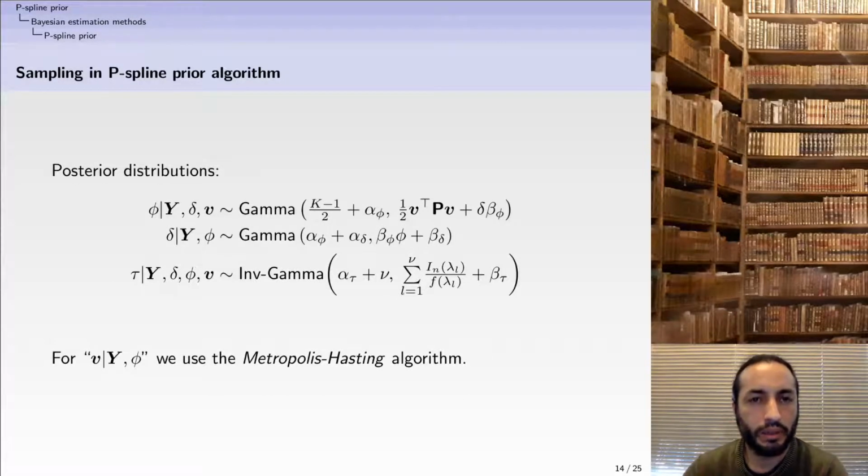Considering the Whittle likelihood and the defined priors, we have that the penalty parameter and its hyperparameter have analytical full conditional posterior distributions needed for the Gibbs sampler, so the sampling is straightforward. However, this is not the case for the vector v, for which we have to use the Metropolis-Hastings algorithm to get samples from its posterior distribution. But we can speed up the sampling, for instance, by specifying good starting values.